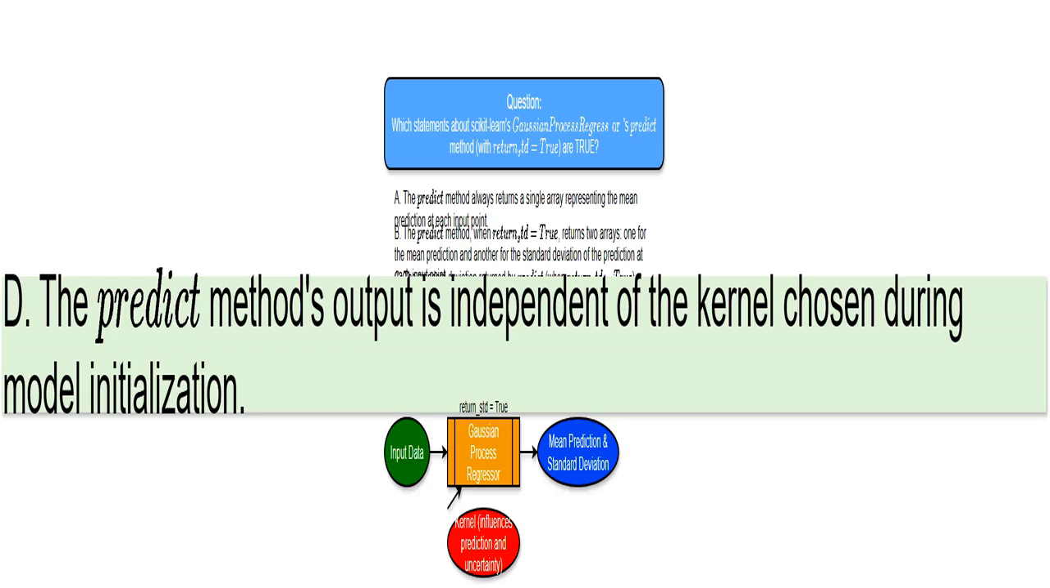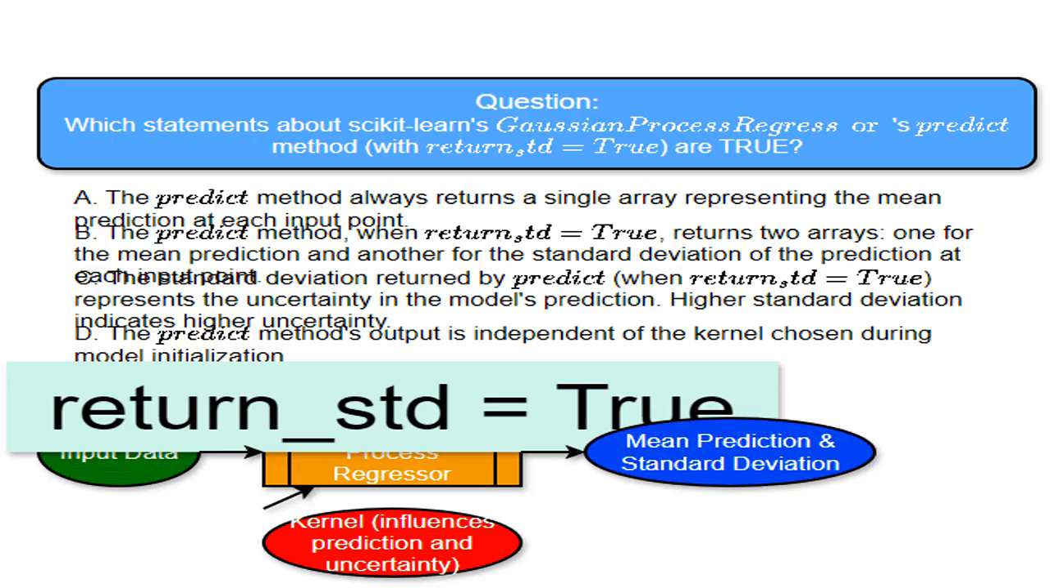This statement is wrong. The kernel, a function describing how data points relate strongly, influences what the model predicts and how uncertain those predictions are. The kernel is like a recipe. It determines how the model creates predictions and how confident it is in those predictions. The choice of kernel heavily impacts both the prediction's average and its uncertainty.